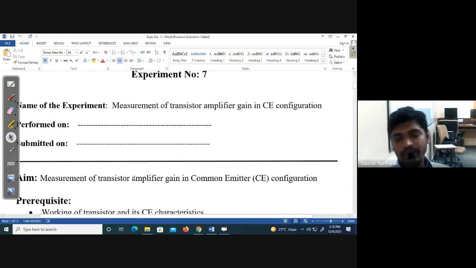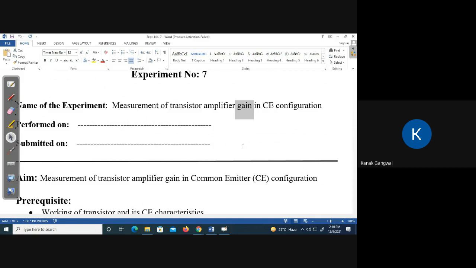So the name of the experiment is the measurement of transistor amplifier gain in the common emitter configuration, right? So we need to measure the amplifier gain. What is amplifier gain? What is gain? Output upon input, right? So in the common emitter configuration, what is the gain? Beta. Which gain? Current gain, right?